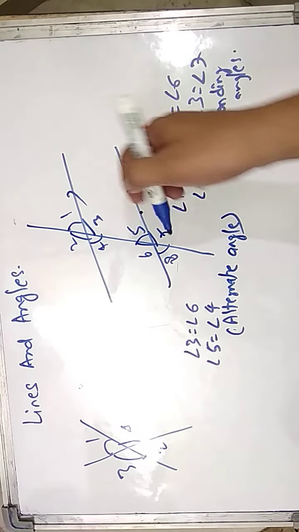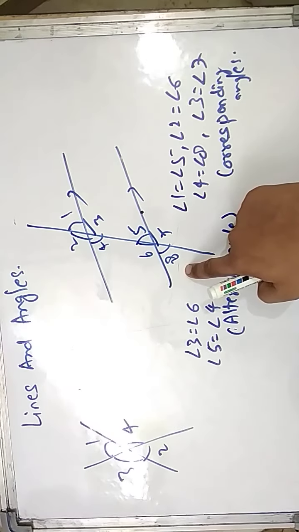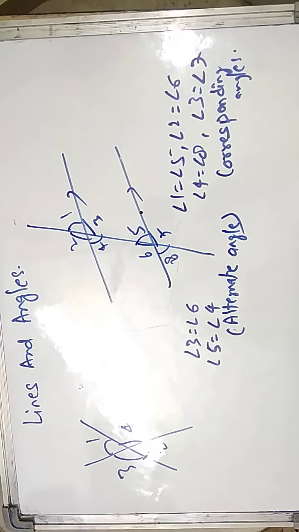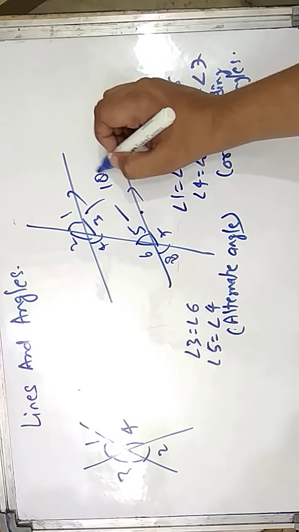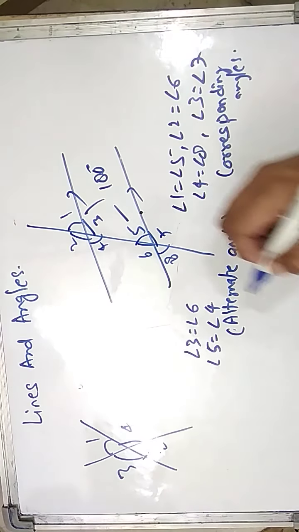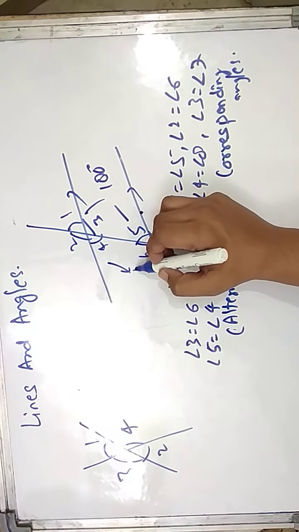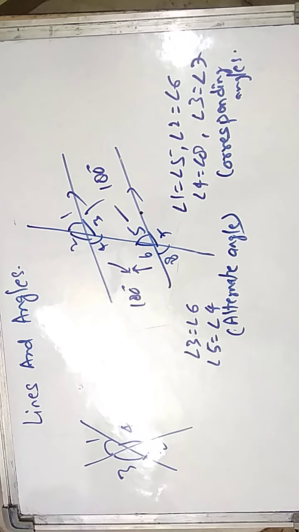Okay, angle 1 is equal to angle 4, angle 2 is equal to angle 3, angles 1, 5 and 8 are equal, and 6 and 7 will be equal. And after this, the sum of these two angles will be 180 because the lines are parallel. The sum of co-interior angles is 180, and these two angles also will be equal to 180 degrees. That's clear. Now I am going to set some questions.